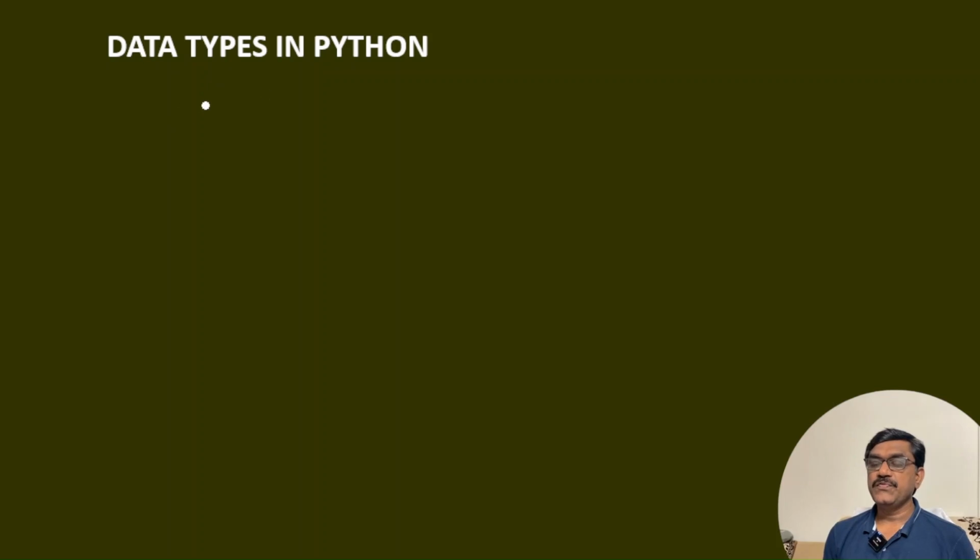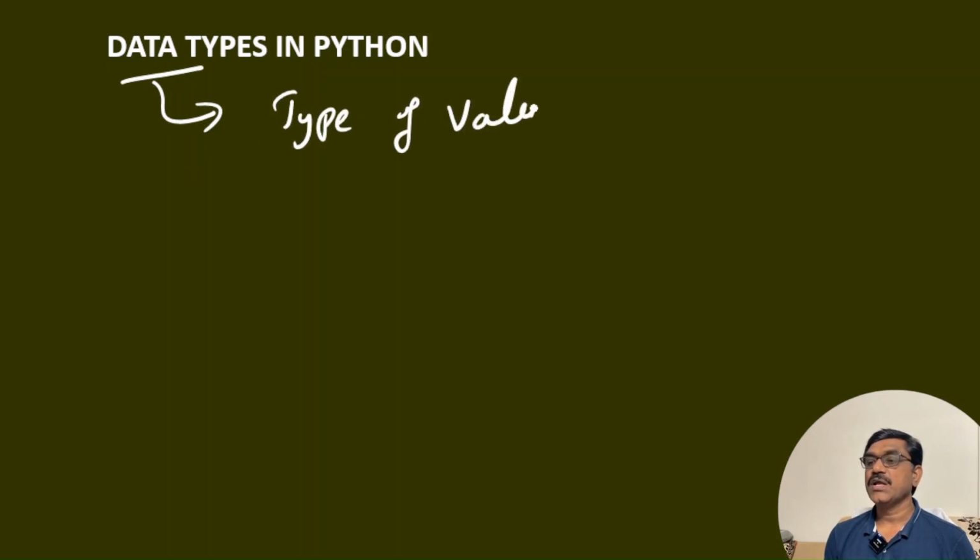Before moving on to the various data types in Python, you should know what is actually meant by the data type. Data type mainly indicates the type of value we are going to store in a variable, the type of value we are going to assign to a variable. The type may be integer or float value. What type of value we are going to store depends on the type of the data. So we have various data types in Python.